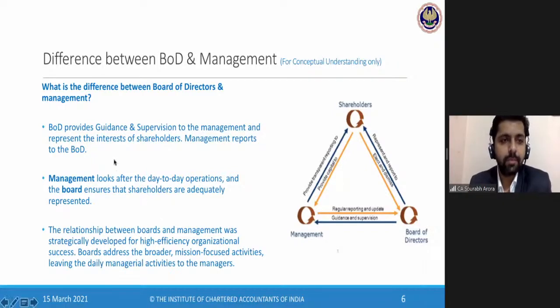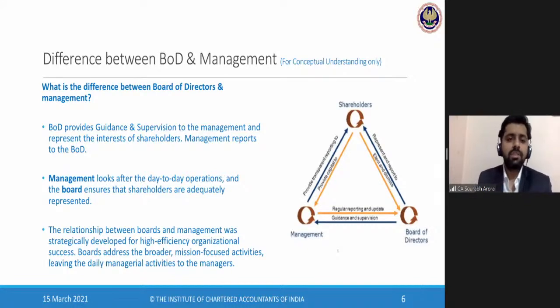The board of directors provides guidance and supervision to the management, and represents the interests of shareholders, because the board of directors are appointed by the shareholders only. So they represent their interest in the company. And management reports to the board of directors. Management looks after the day-to-day operations, and the board ensures that the shareholders are adequately represented.